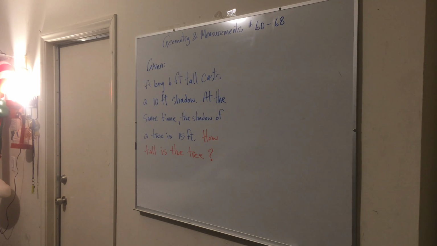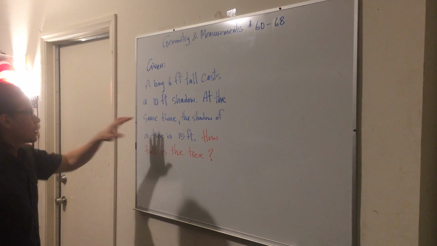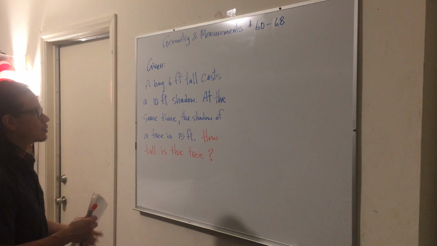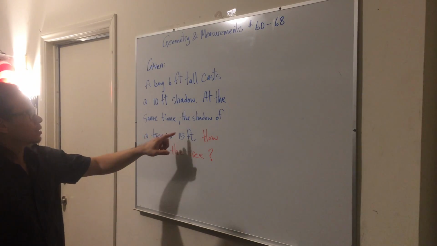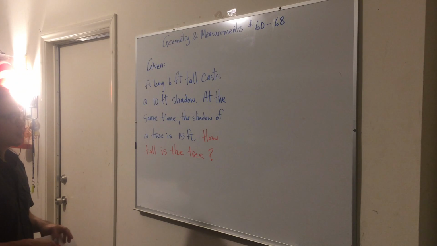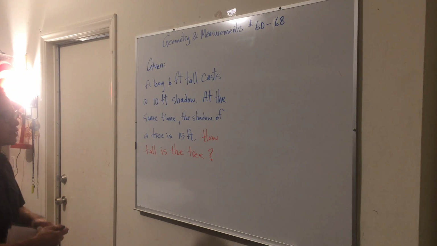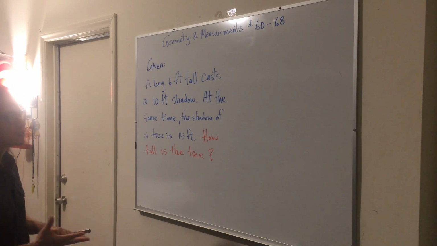In this word question, we're given that a boy 6 feet tall casts a 10-foot shadow. At the same time, the shadow of a tree is 15 feet. The question is, how tall is the tree? Push pause on this video and see if you can first draw and then try to figure this out.